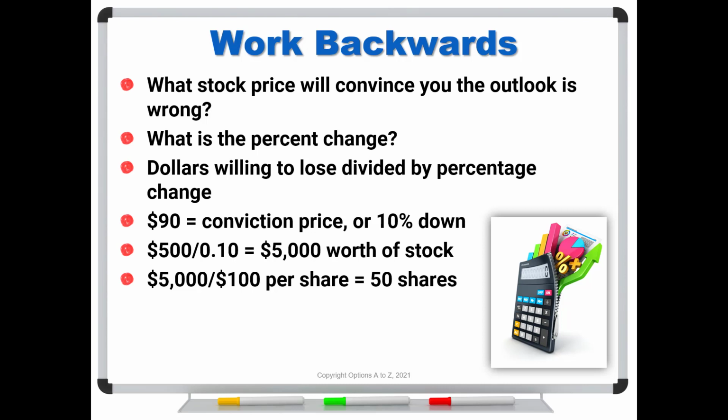But I think the most important point is that you start with your conviction price. What price will convince you that your outlook is wrong, and then just work backwards from there. Because if you do it the other way and you just buy an arbitrary amount of stock, and then you say, I'm only willing to lose X amount of dollars, your stop price is going to be very close to that current stock price, and you are almost virtually guaranteed to get stopped out at a loss.